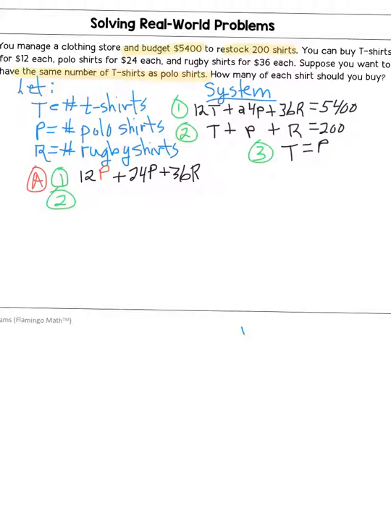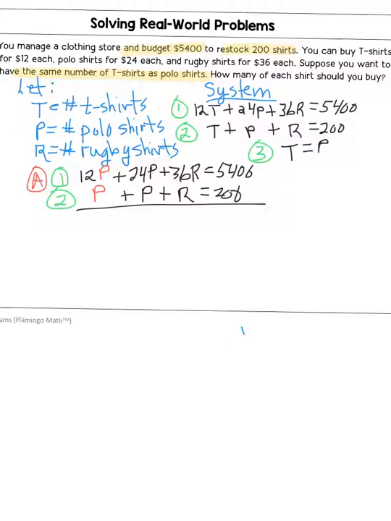And then for number 2, I'm replacing T with P, plus P, plus R. Oh, I forgot the equals. Equals up here 5,400. And then this one equals 200. So let's rewrite the system and combine our like terms.